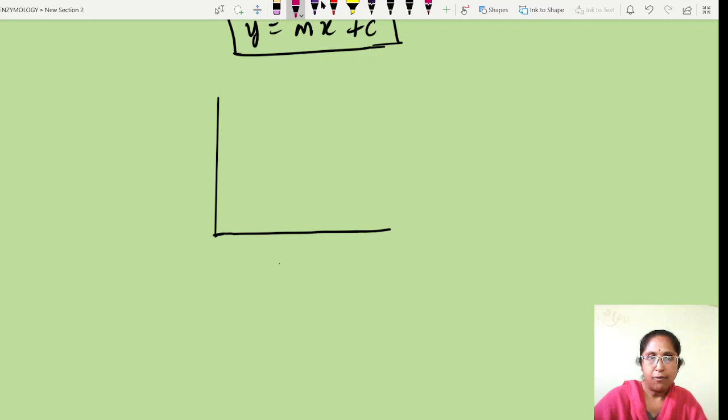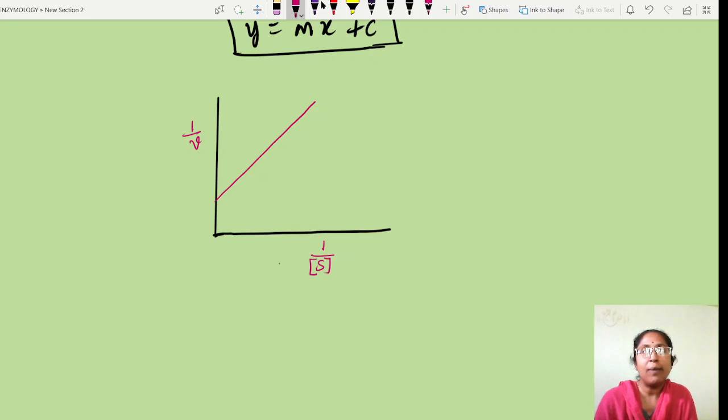If we plot a graph like this, we are going to have a straight line. So in this graph, we are going to plot 1 over V as the y-axis and 1 over substrate concentration as the x-axis. If we plot 1 over V versus 1 over S, we are going to get an equation that is in the form of a straight line. But now we have to calculate the values of Vmax and Km.